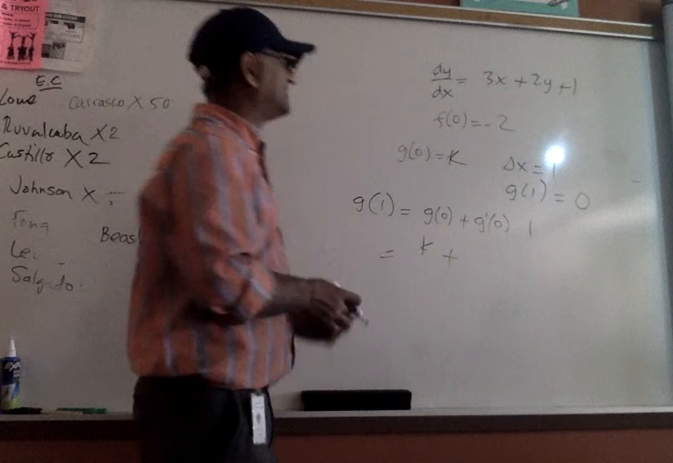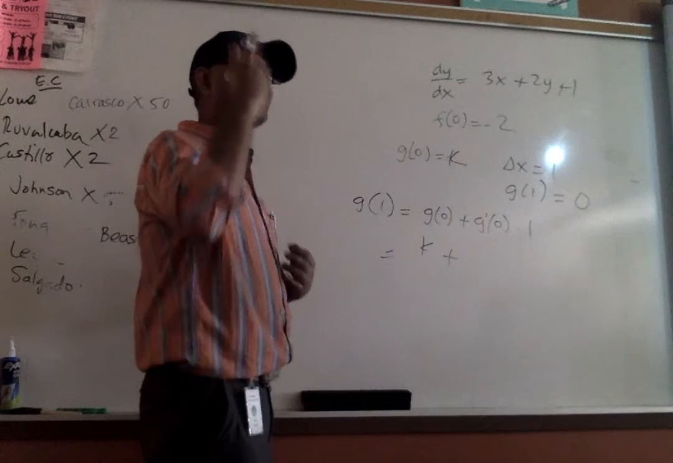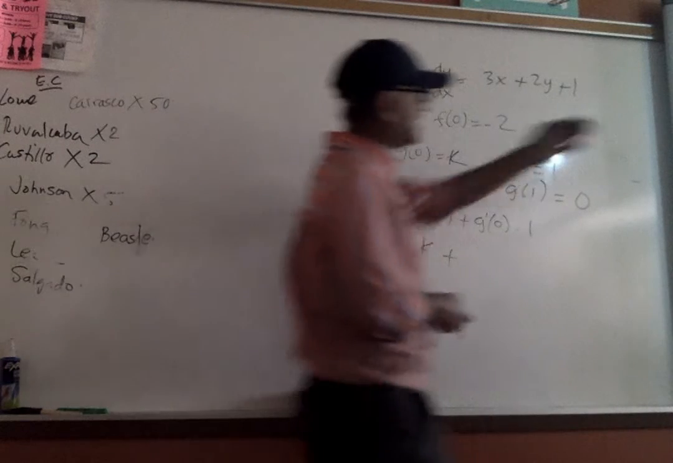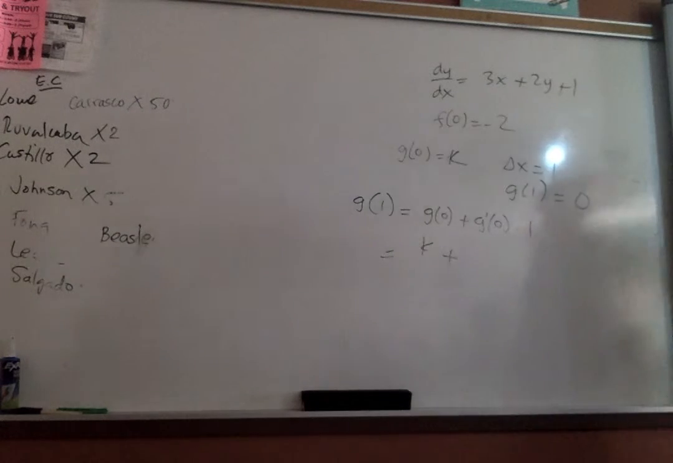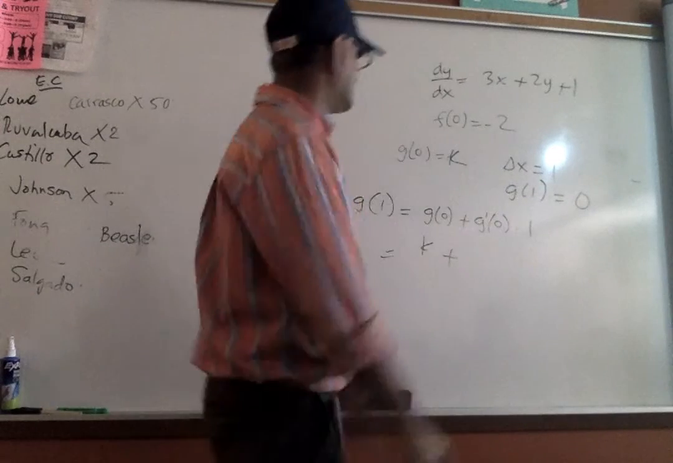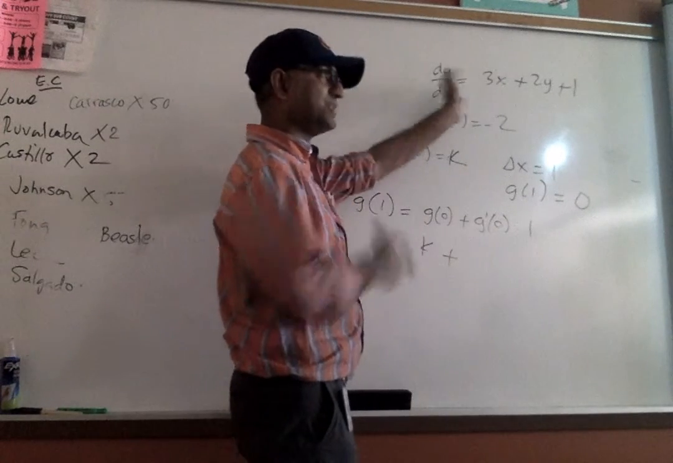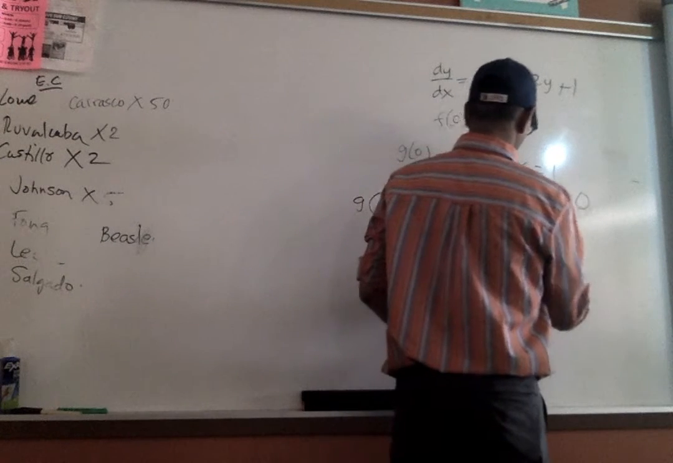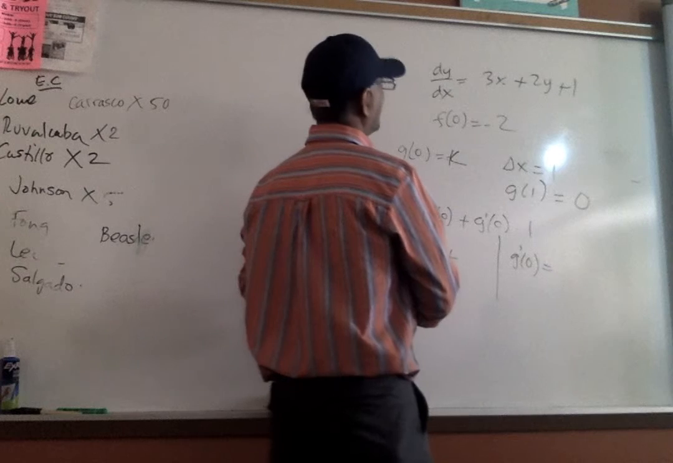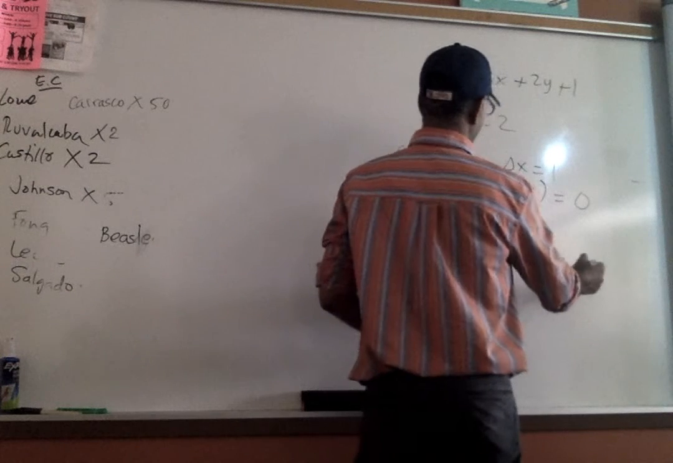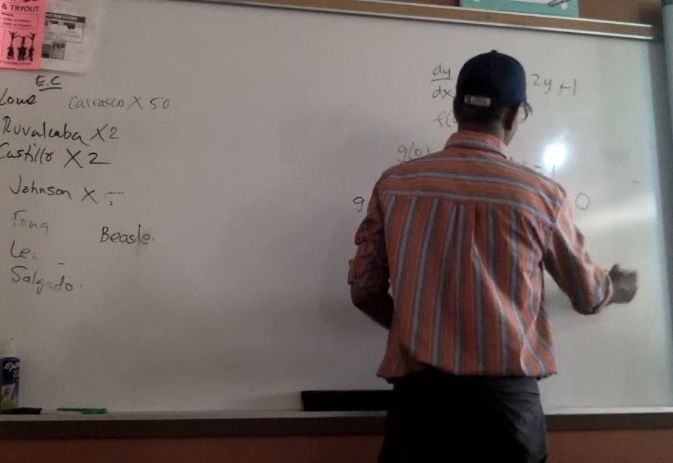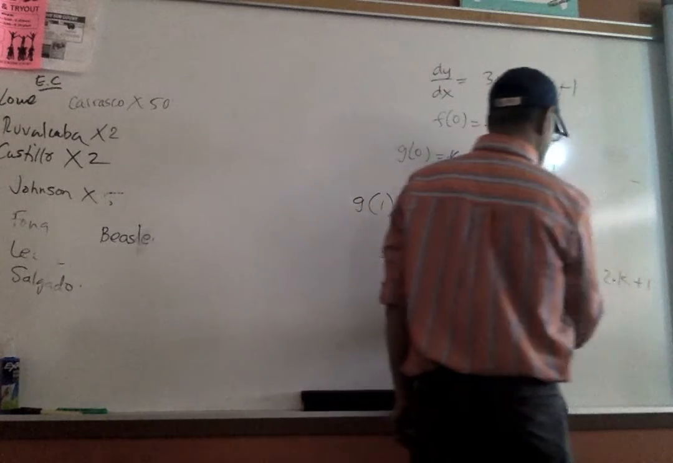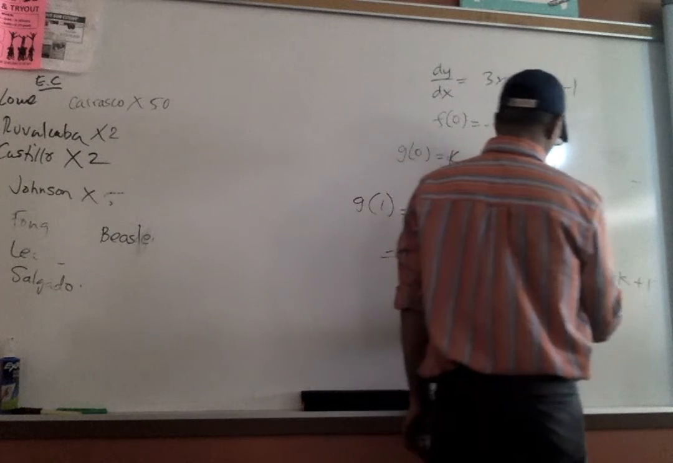Plus, do not forget, last 2 days I've been screaming my head off: don't get alarmed by letters. It says y equals g of x satisfies that differential equation. So g is the same as y. Please understand that. g and y are exactly the same. So we're going to do a sidebar on g dash of 0, which is 3 times 0 plus 2 times, very smart, g of 0 is k, the y value, plus 1. And that simplifies to 2k plus 1.